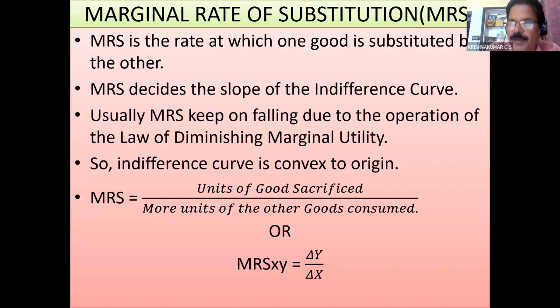It can be calculated by using the formula delta y by delta x. That is units of good sacrificed divided by more units of the other good consumed. How many units you sacrificed divided by how many units more you consumed of the other. So that will give us the marginal rate of substitution, and this MRS is actually the slope of the indifference curve. And always we know MRS will keep on falling.